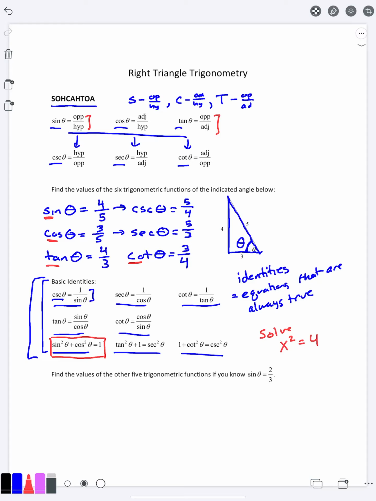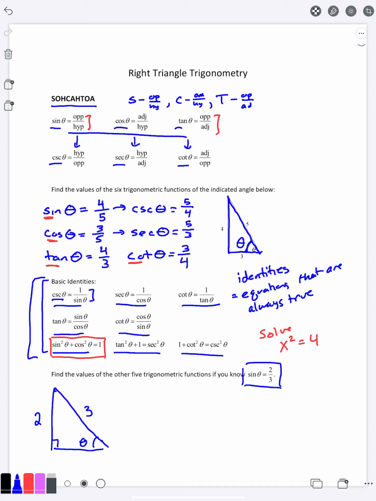Now let's use that to answer the last question here. It says we know that we have a triangle where the value of sine is 2/3. So if I draw my triangle here, it's going to be a right triangle. And I've got my angle theta here. And I know sine is 2/3, and I know sine is opposite over hypotenuse. So I would have opposite over hypotenuse there.